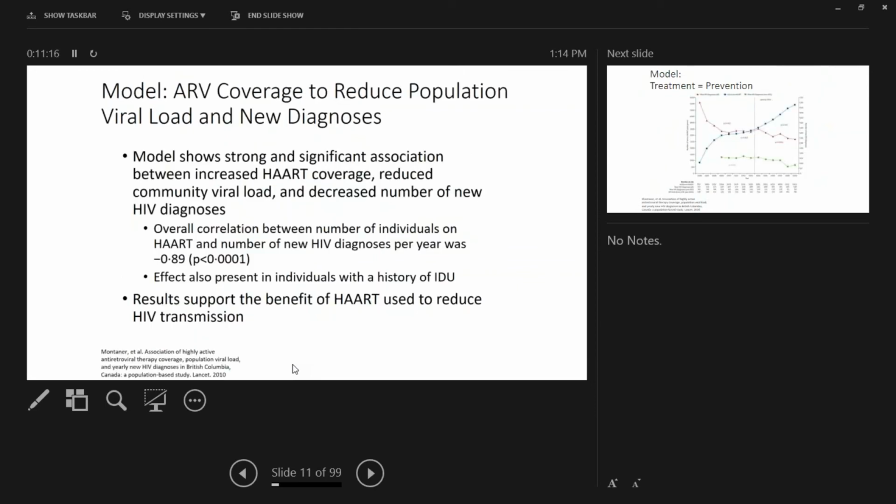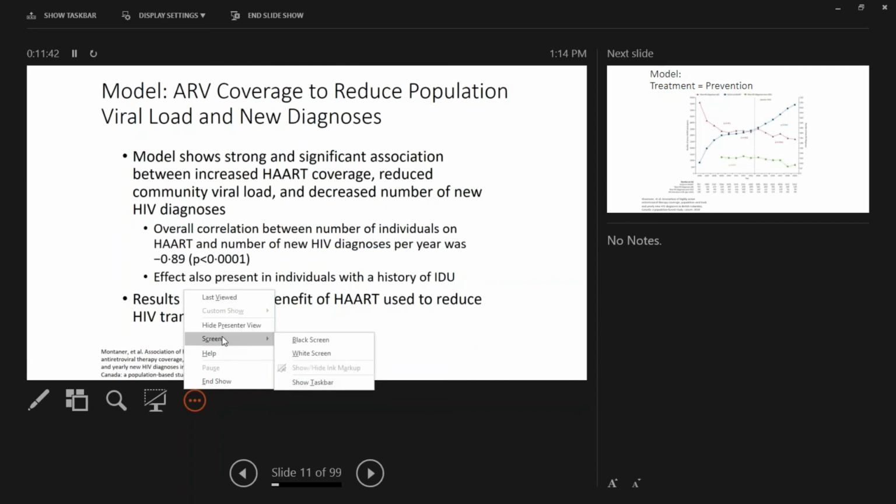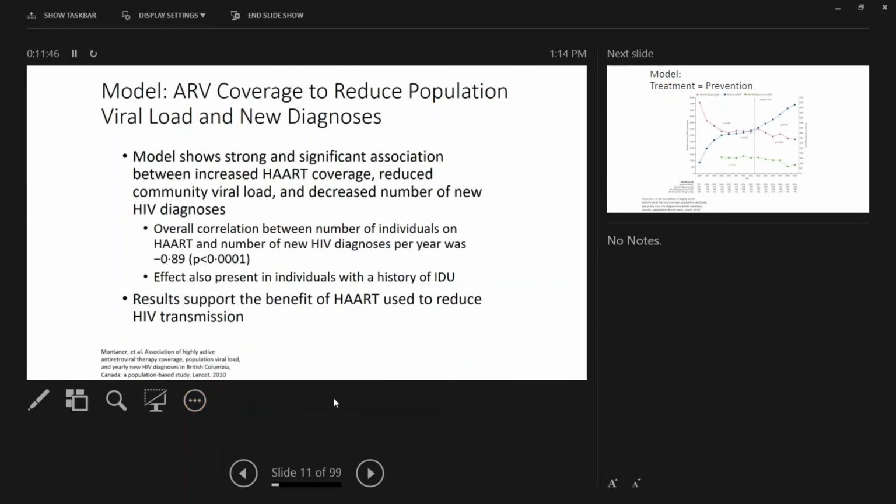Now we're going to leave the mathematical universe and focus more on some jurisdictional data. So there's a model from British Columbia that shows what's happened in their history as there has been increasing coverage with antiretroviral therapy. What you can see in their model, and I'll show you a picture in a moment, is that as more individuals are going on antiretroviral therapy, new HIV diagnoses continue to decrease. And additionally, you see fewer and fewer individuals, even with injection drug use history, who are getting HIV. So the results really support the benefit of antiretrovirals to reduce transmission.